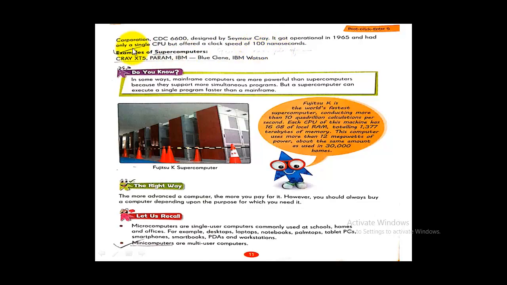Now what are the examples of supercomputers? The examples of supercomputers are Cray XT5, Param, this is for India, IBM Blue Gene, IBM Watson. In some ways, mainframe computers are more powerful than supercomputers because they support more simultaneous programs.